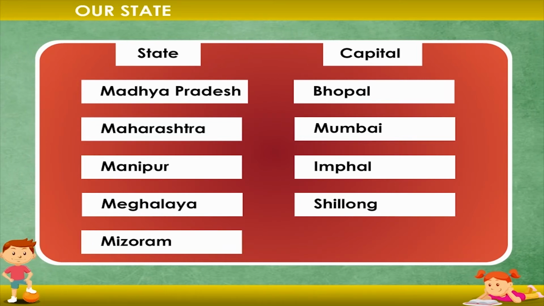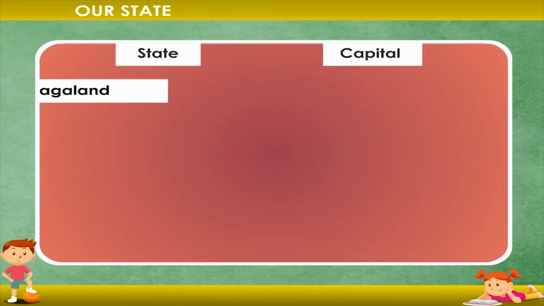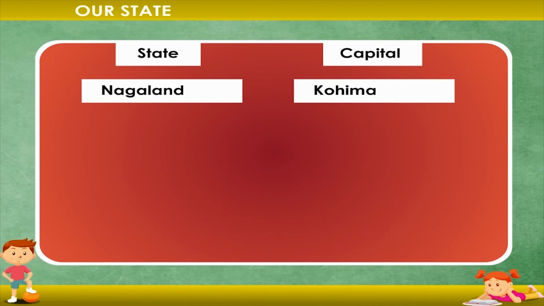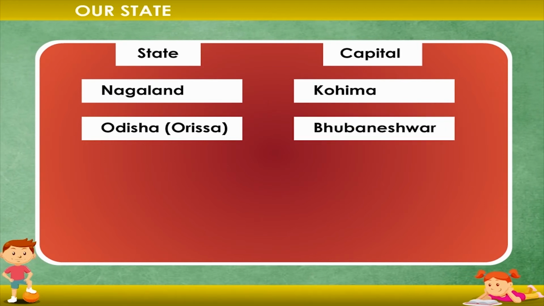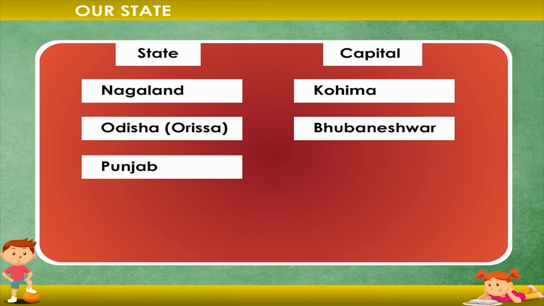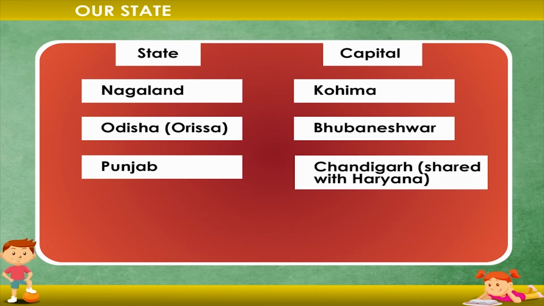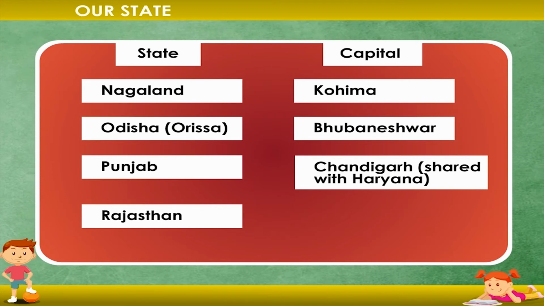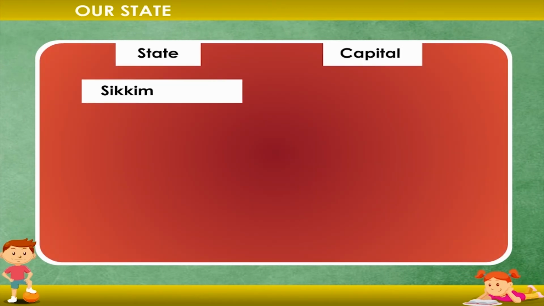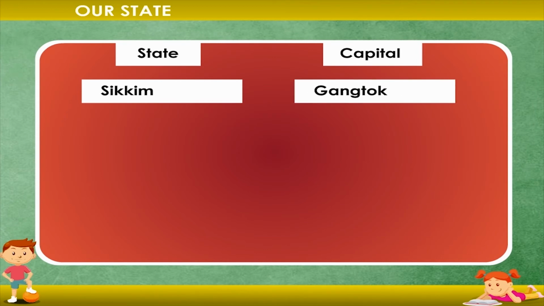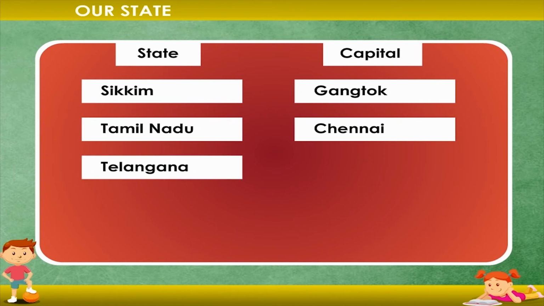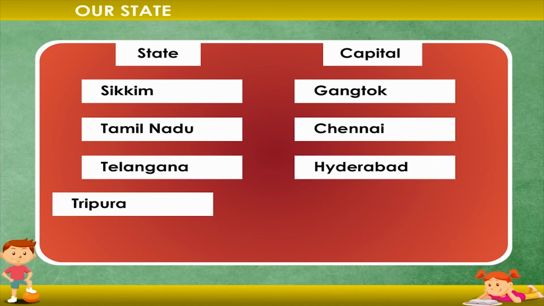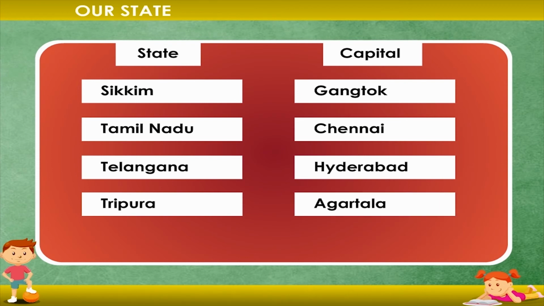Mizoram, Aizawl. Nagaland, Kohima. Odisha, Orissa, Bhubaneswar. Punjab, Chandigarh, shared with Haryana. Rajasthan, Jaipur. Sikkim, Gangtok. Tamil Nadu, Chennai. Telangana, Hyderabad. Tripura, Agartala. Uttar Pradesh, Lucknow.